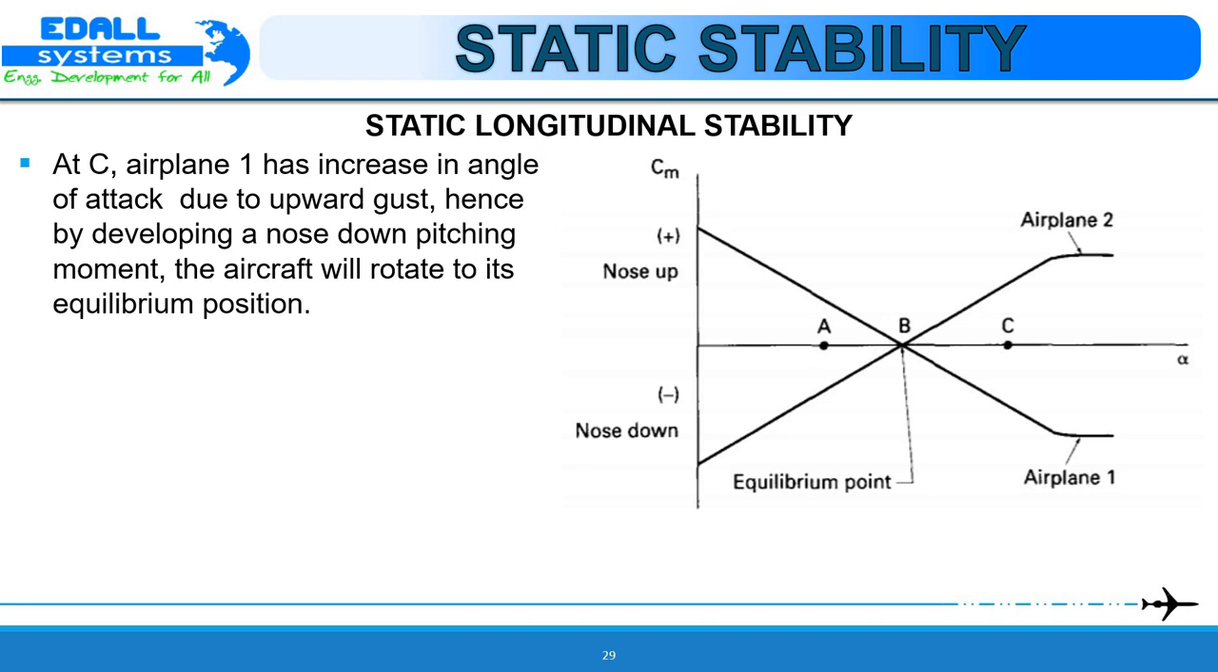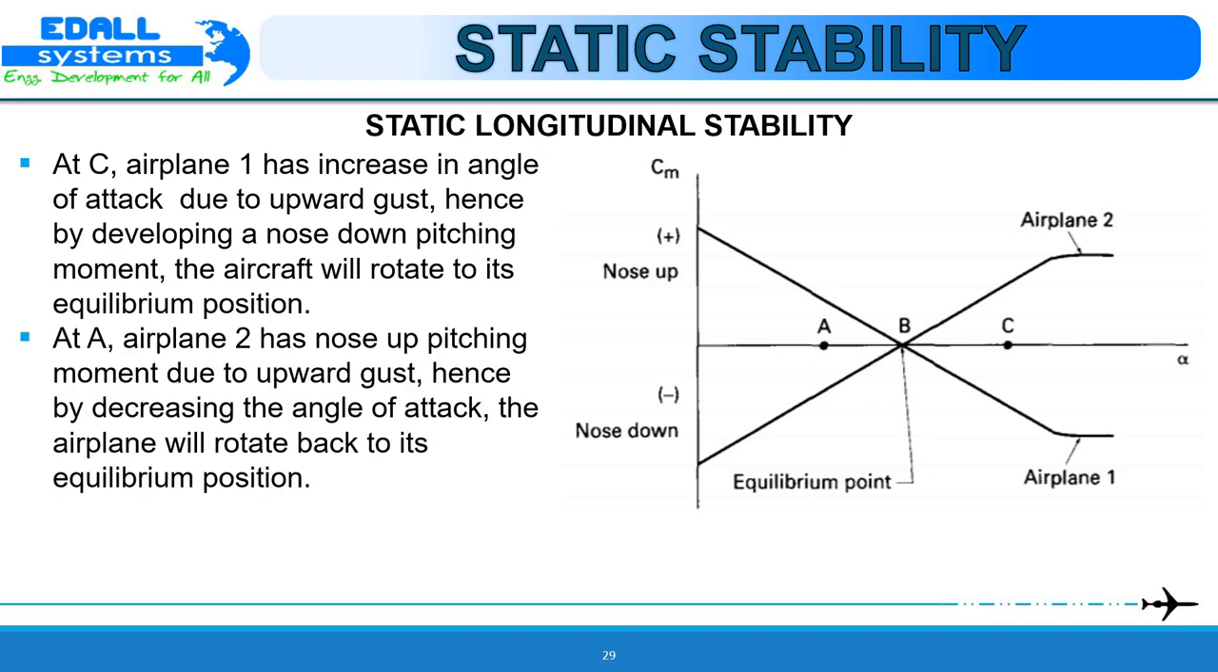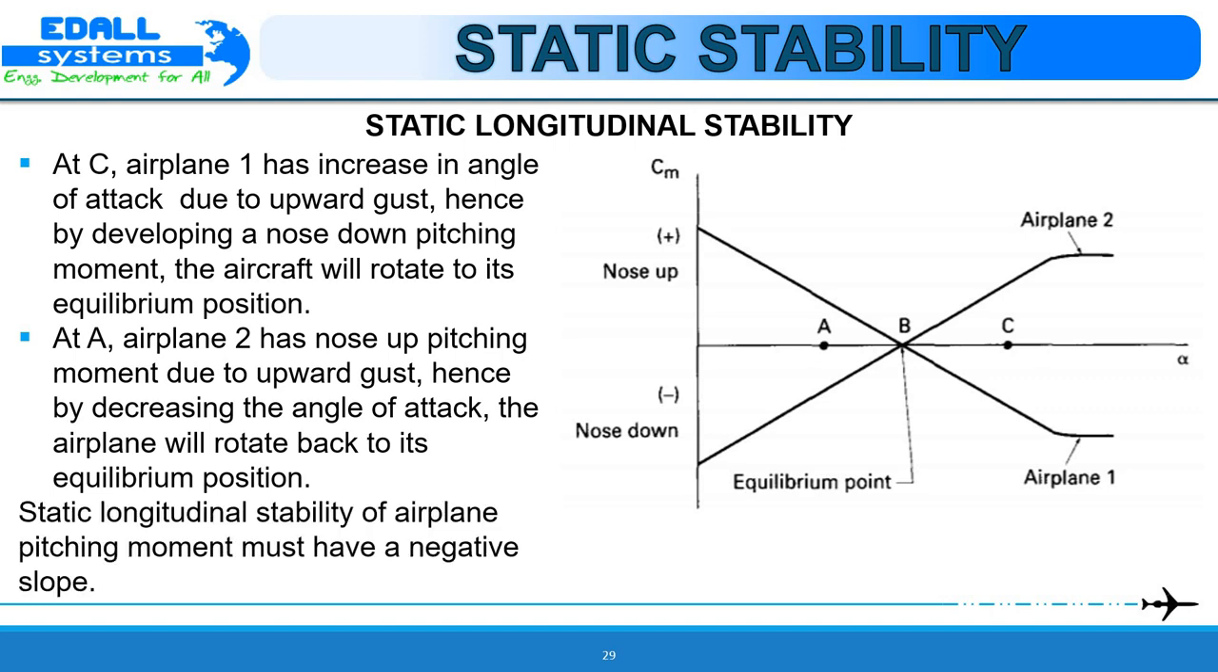If we were to encounter a disturbance that reduces the angle of attack, say to point A, we would find that aeroplane 1 would develop a nose-up pitching moment that would rotate the aircraft back towards the equilibrium point. On the other hand, aeroplane 2 would develop a nose-down pitching moment that would rotate the aircraft away from the equilibrium point. On the basis of this simple analysis, we can conclude that to have static longitudinal stability, the aircraft pitching moment curve must have a negative slope. That is, the change in coefficient of moment with respect to the change in angle of attack should be less than 0.